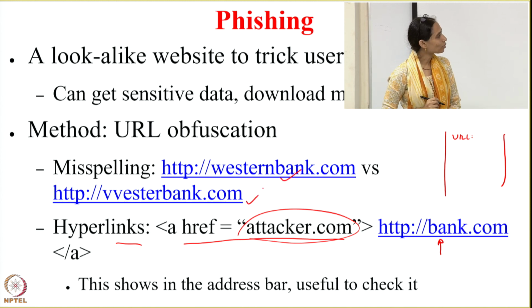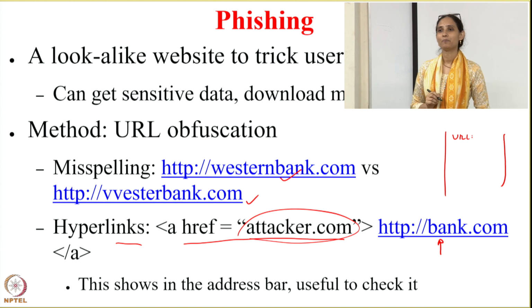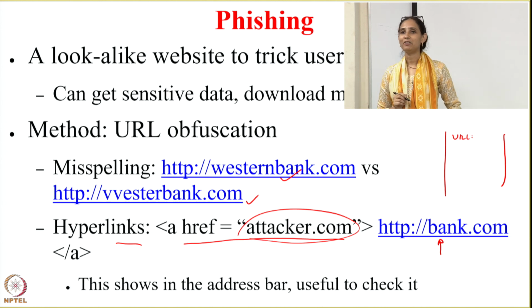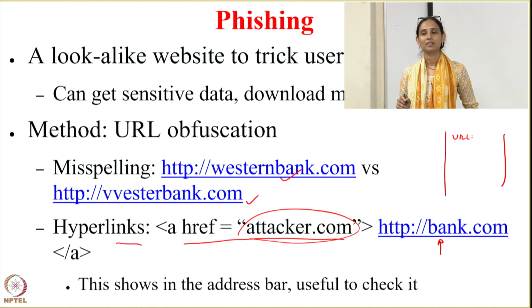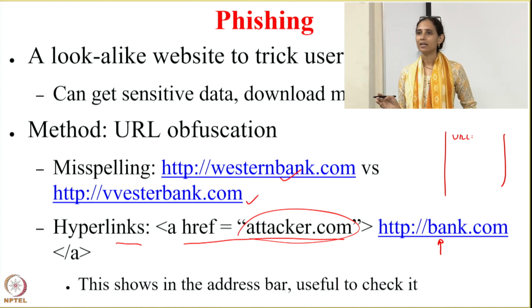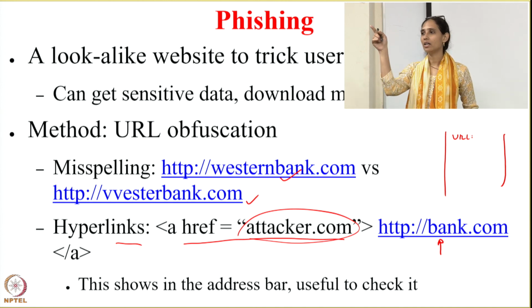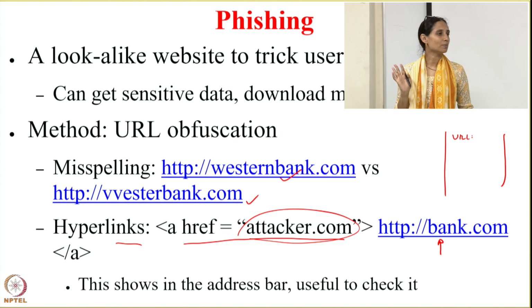People can see the difference. What is the difference? W became VV. So you could register VV Eastern Bank against Western Bank, and even when you look at the URL, you may not be able to distinguish because W looks very similar to V.